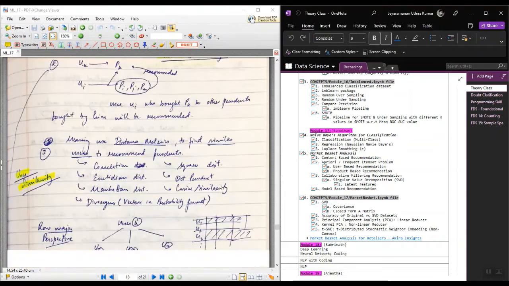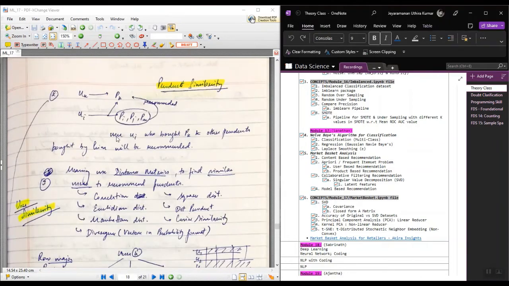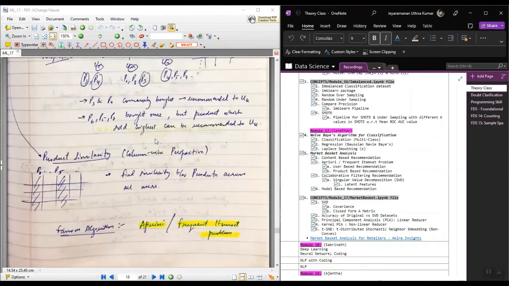The other one is product similarity. Product similarity is nothing but, let's say, the new user is browsing a product PK. If this product is bought by some other users, we analyze what else those users bought with it. Let's say the other user bought PK, PI, PJ, so we can recommend PI, PJ, PM to the new user. So this can also happen, right?